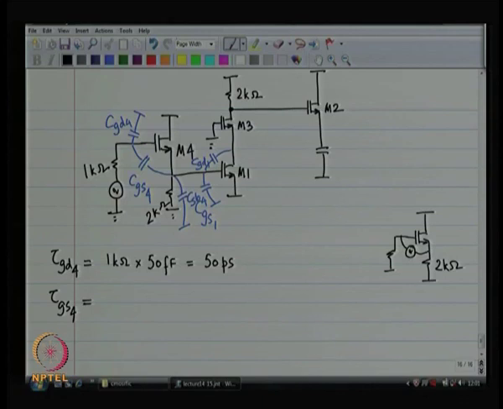You have applied voltage across the gate to source junction. You are now going to say, let me call the gate as my ground instead of elsewhere. So I am going to call the gate as my ground, and I am going to look into the source to see what is the resistance that I see.